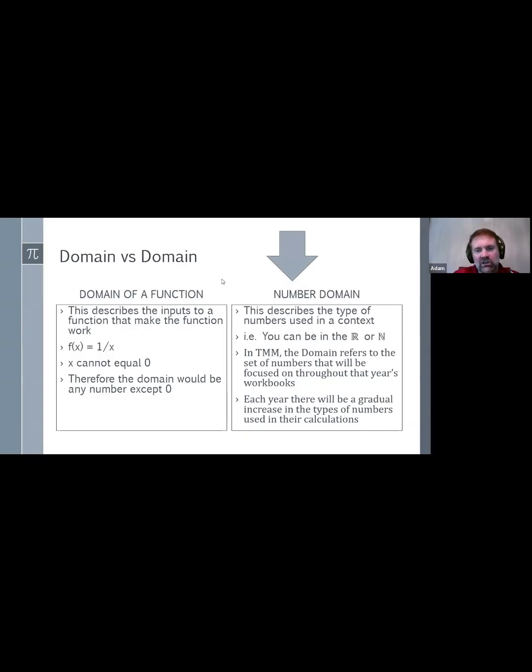As I say here, each year there will be a gradual increase in the types of numbers used in their calculations. So maybe if you're doing naturals, you're just going to be dealing with 1, 2, 3, 4, 5, 6, 7, 8, 9, all the way to 99. But if you're now into fractions, you'll also be using 1/2, 3/4, 5 1/2, whatever, plus the natural numbers, because they just keep building on each other. So the domains will just be the subset of numbers they'll be using and focusing on that year.